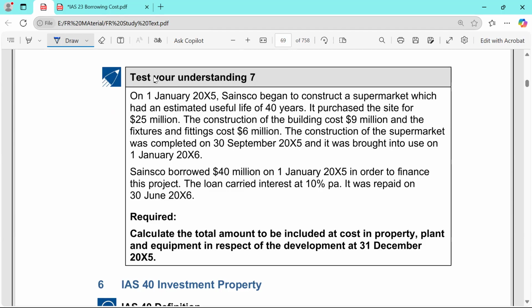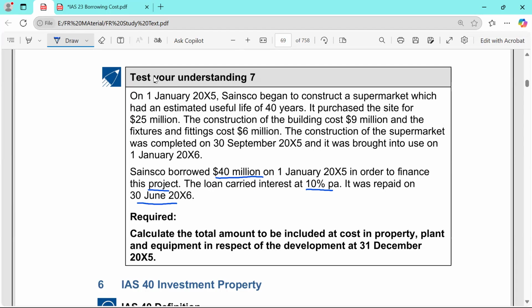Sensco borrowed 40 million on 1st January X5 in order to finance the project. The loan carried interest at 10% per annum. It was repaid on 30th June X6. So basically, that is the case of specific borrowing, right? You borrowed the loan of 40 million on 1st January X5 in order to finance this project. The interest rate was 10% per annum. You repaid the loan on 30th June X6.